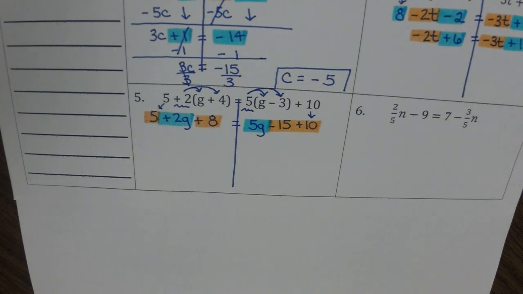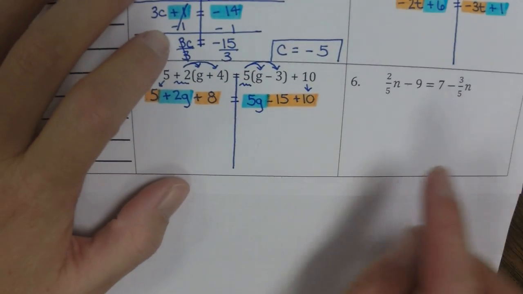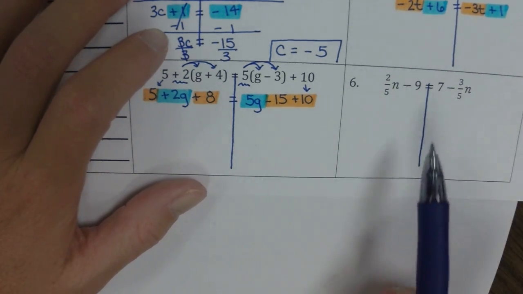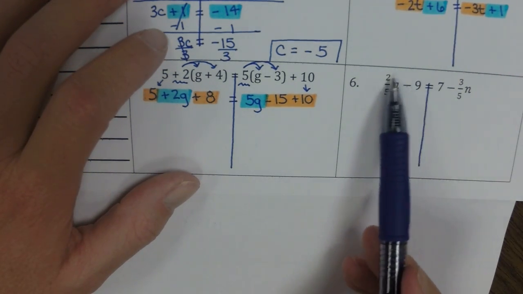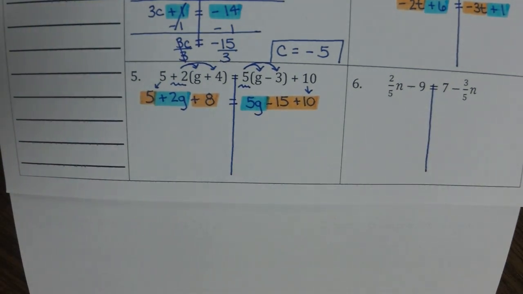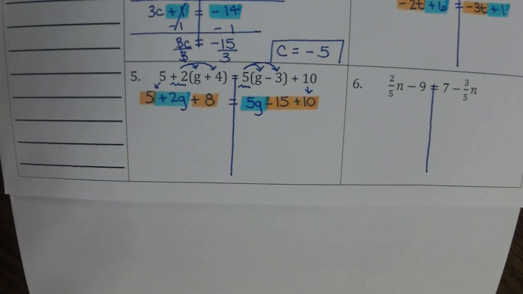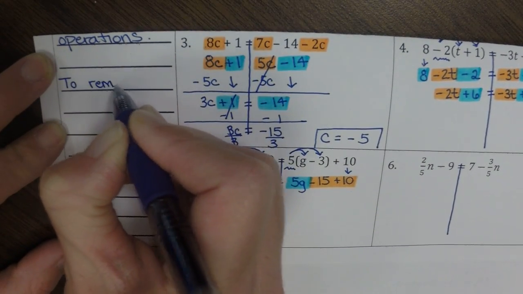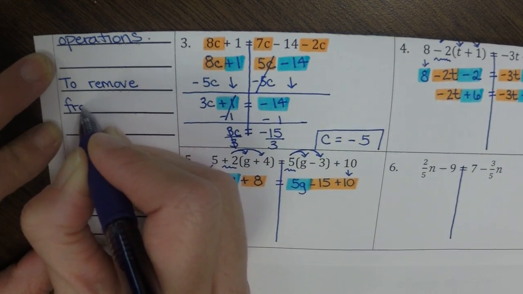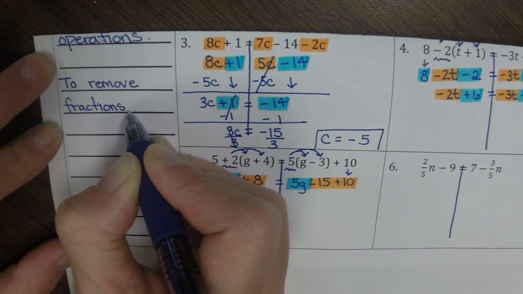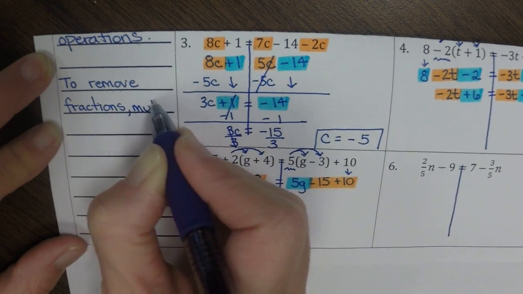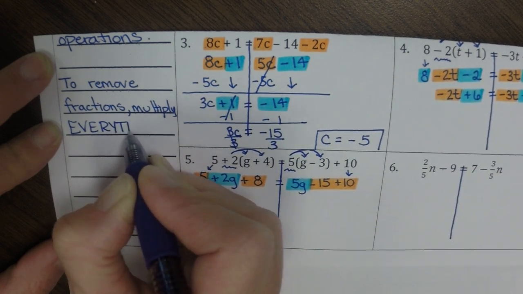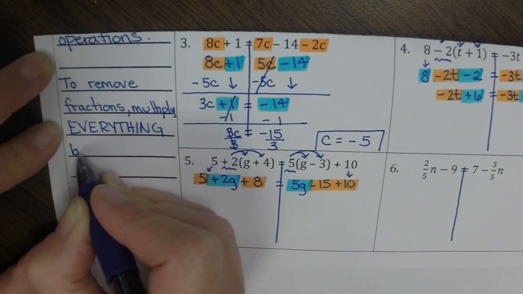And then the last one, number 6. The big thing about this one is that you guys see fractions. So if I draw the line and I go to combine like terms, we notice there's nothing that goes together on this side. There's nothing that would go together on this side. But a lot of us don't like to see fractions. So over here, to remove fractions, if you don't want to deal with them, okay, then we're going to multiply everything you see by the denominator.